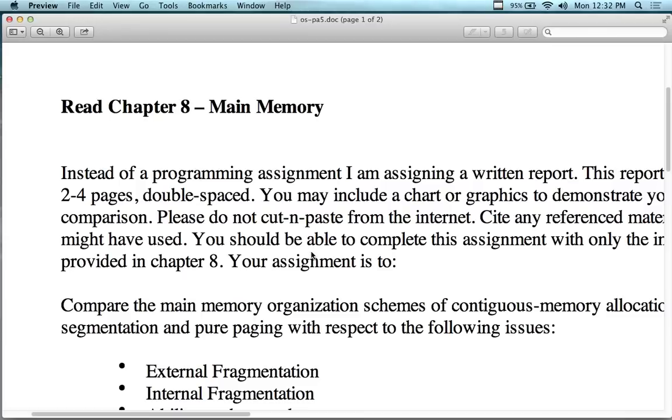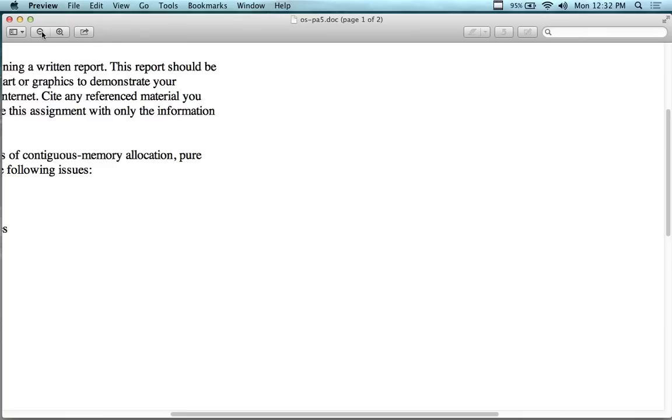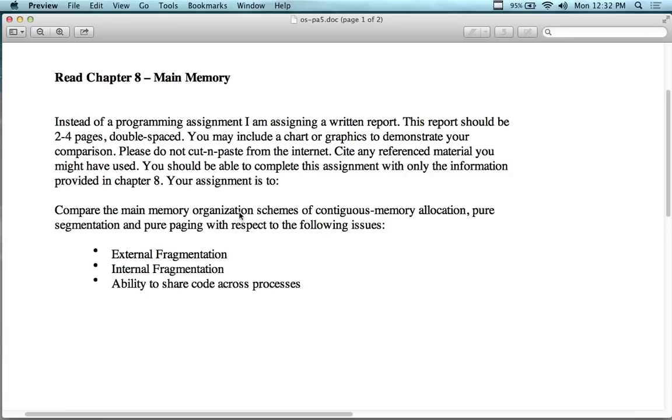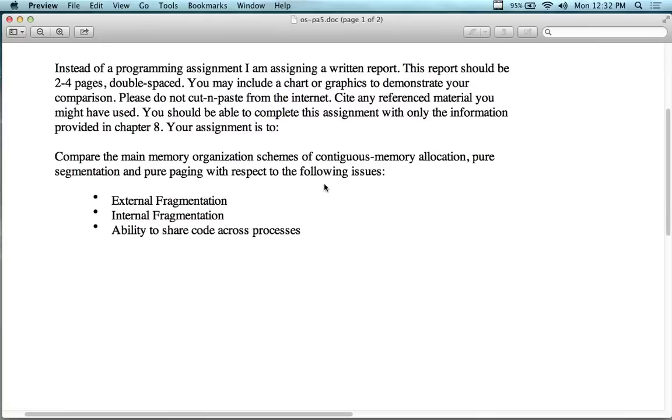So instead of a programming assignment, you're going to write a report, and it is going to be a comparison. It should be 2 to 4 pages, double-spaced. This one you can't write a program for. You're going to either create a chart, or basically write some words, and you're going to cite your references and not cut and paste from the internet. You're going to compare main memory and contiguous memory allocation and pure segmentation with pure paging, which we haven't talked about yet. We haven't talked about any of these concepts yet.